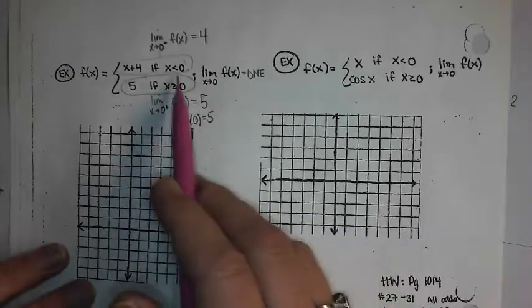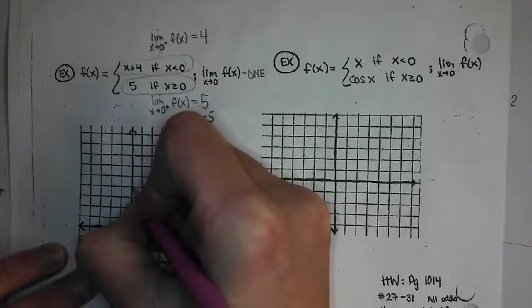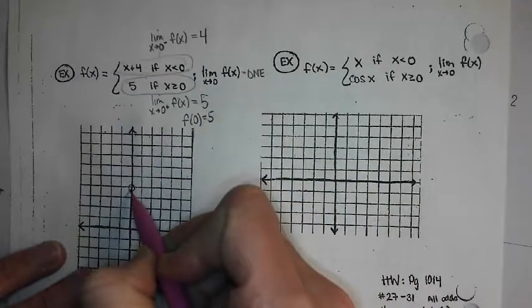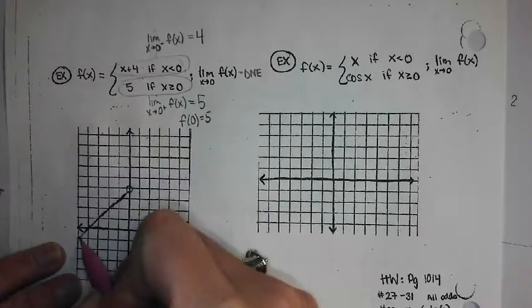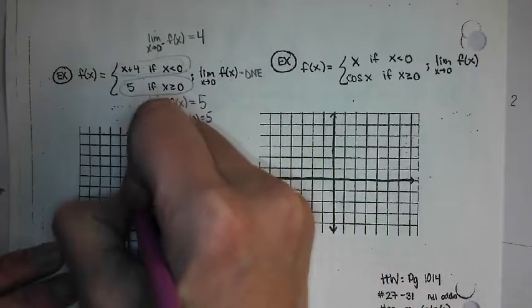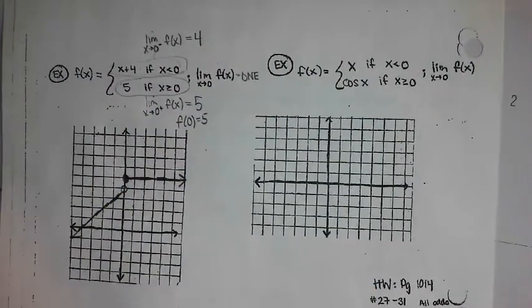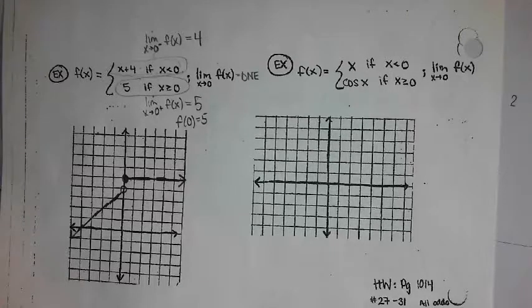So this graph is x plus 4, y-intercept of 4, open circle, and a slope of 1, but this part of the graph is only existing when x is less than 0. And then outside of that, it's just 5, which is a flat line, anywhere x is greater than or equal to 0. So when you look at that, it's pretty clear that the limit coming from the left and the limit coming from the right are different. And you clearly have a discontinuity as well.